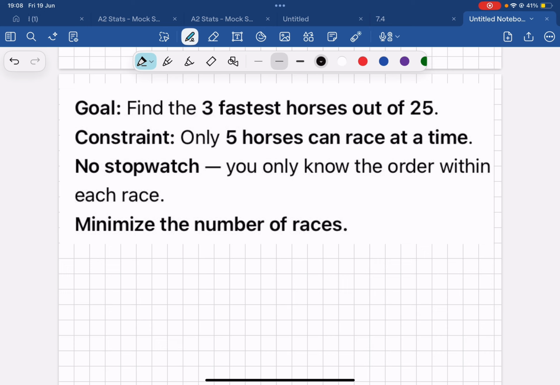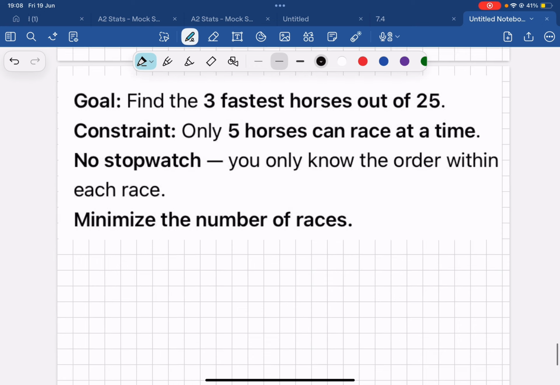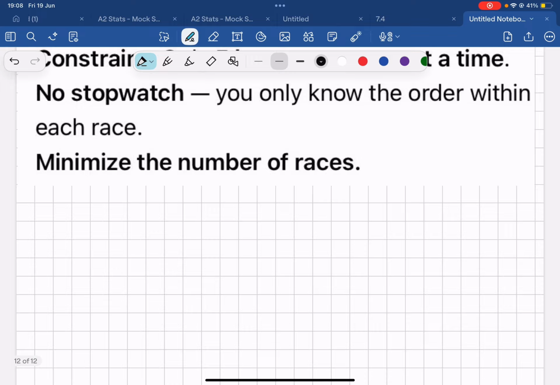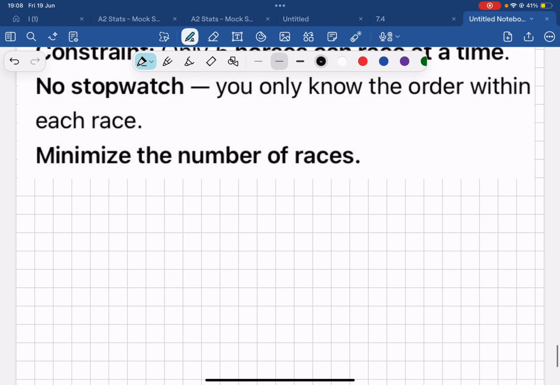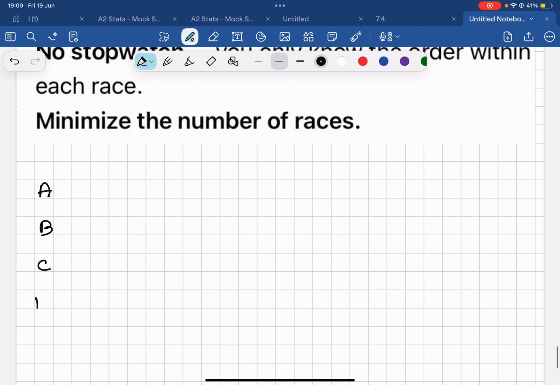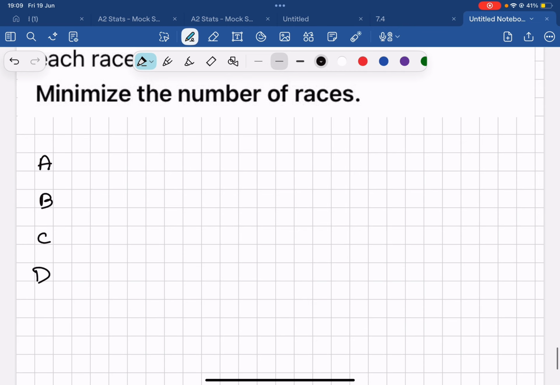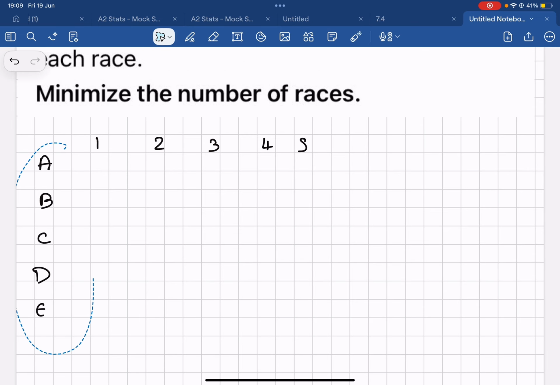Right, so we've got 25 horses racing and only 5 at a time. So I'm tempted to organize the horses into sections of 5. So let's do it like this. We have A, B, C, D, and E. We have contestant number 1, 2, 3, 4, 5. Just drag this down slightly.